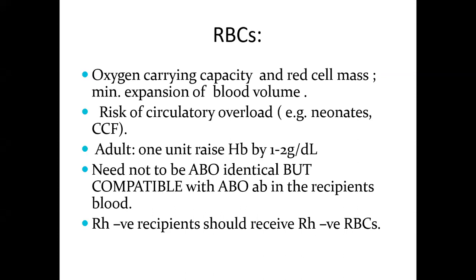So the more you transfuse, they may present with anemia, but you should know that you have to monitor them when you're transfusing. In an adult, when you need to raise your hemoglobin level by 1 to 2 grams per deciliter, this need not be ABO identical, but compatible, as I've shown you in the chart. And a rhesus negative recipient receives only from rhesus negative donors, as far as red blood cells are concerned.